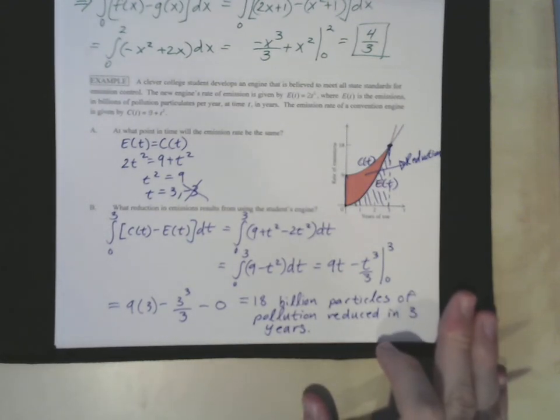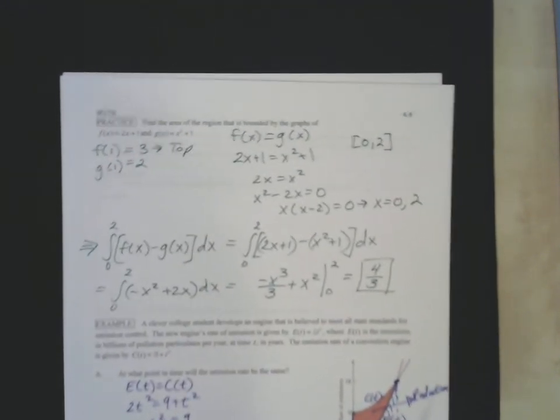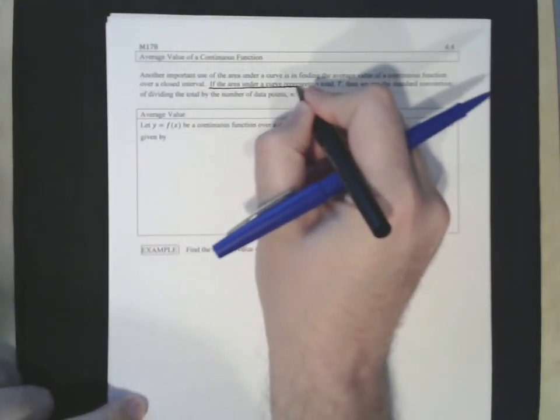So turning the page now, we have our last little application, which is the average value of a function, and we're specifically talking about continuous functions here. Another important use of area under the curve, or the definite integral, is finding the average value of a function on a closed interval. We've talked about how the area under the curve represents the total. All right, we just found total emissions.